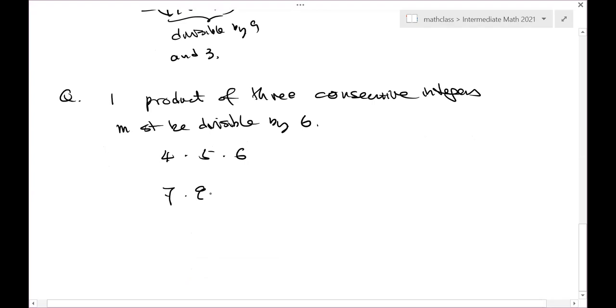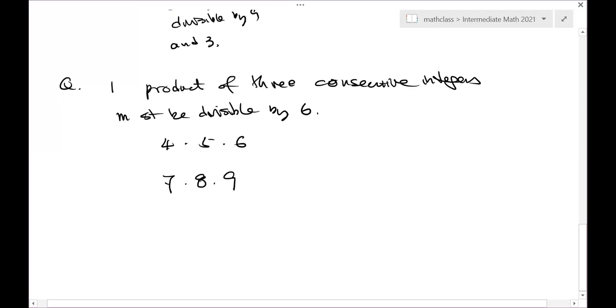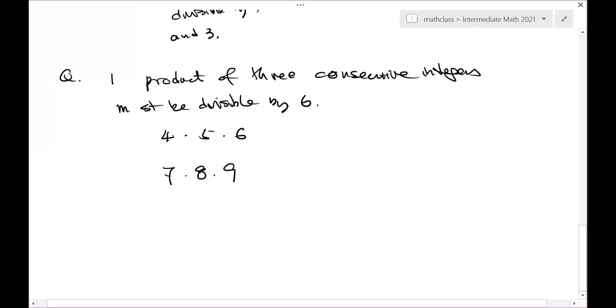7, 8, 9. Why is it divisible by 6? So there's a 3 here in 9, but there's a 2 there in 8. It's always divisible by 6, no matter which 3 consecutive integers you choose. Now the proof is a little bit difficult.